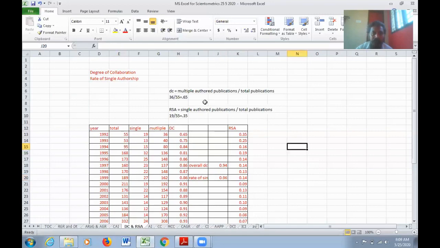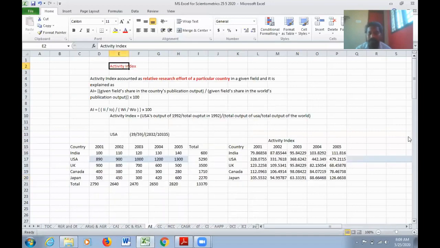Fine. This is how we can calculate degree of collaboration and rate of single authorship. Let me go to the next one, called activity index. It tells you the relative research effort of a particular country in a given field. When you compare your output with the world output, what is your contribution? That is what the activity index gives.